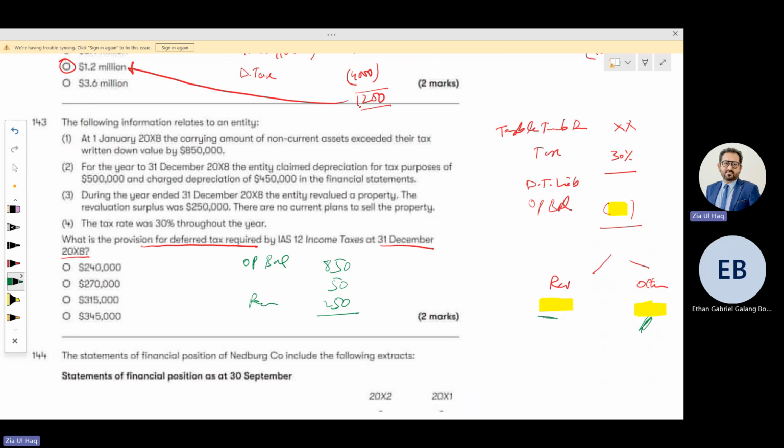If we add all these, how much is that? And if we charge tax on it, how much is that? 30%. What is that? This is our answer. And they have given this value, but without tax. See, this amount we need to calculate.